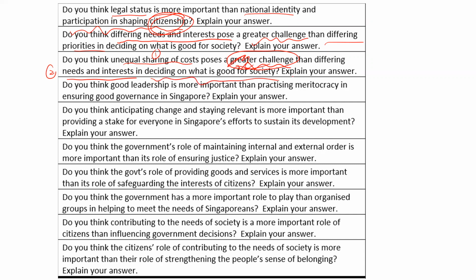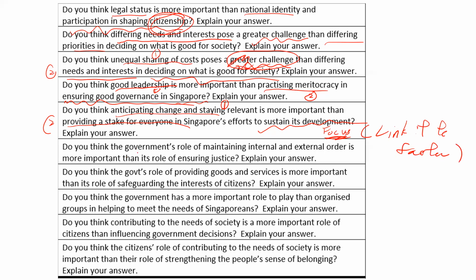Do you think good leadership is more important, or is practicing meritocracy more important? For what? For ensuring good governance. So you must write one paragraph. How does good leadership ensure good governance? How does meritocracy ensure good governance? Anticipating change and staying relevant, is it more important, or is providing stake for everyone more important to sustain its development? So you must know, obviously, what are these two factors. Obviously, you also need to know what this focus means, what sustaining development means, so you can link it to the factor.